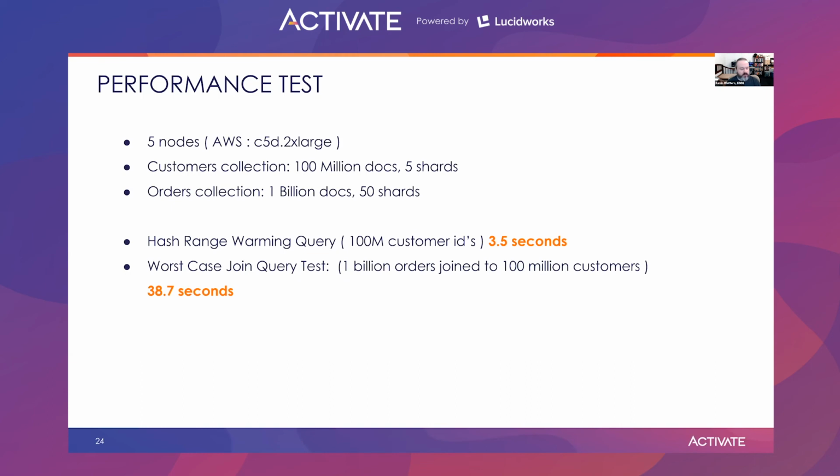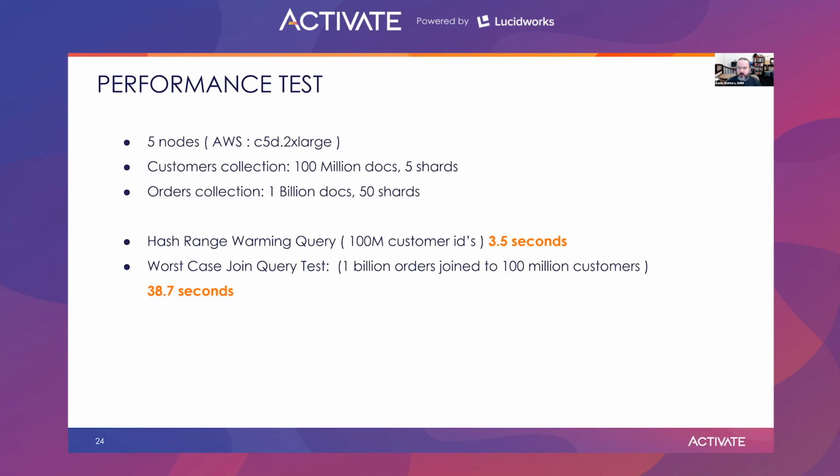Now, here's one of the interesting things. We want to see the worst case scenario. And the worst case scenario is when you're joining all billion order records to all 100 million customers. And executing this query on these 5 nodes took 38 seconds. Now, prior to adding the hash range optimization, it took like 40 minutes. So this is a very, very significant improvement in terms of performance.